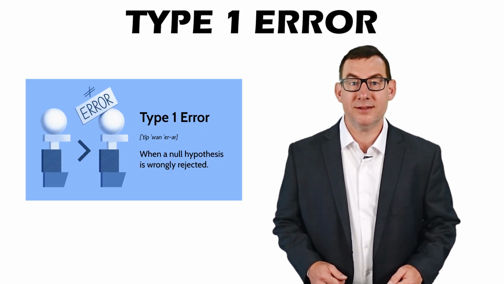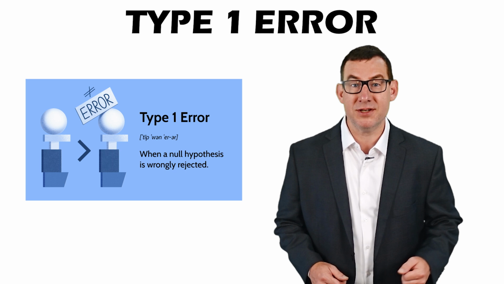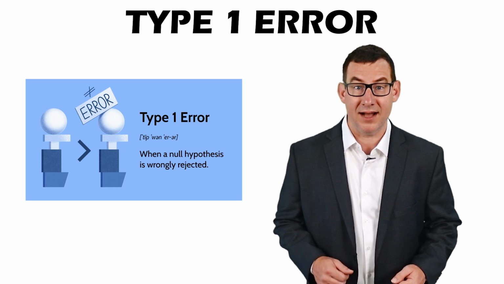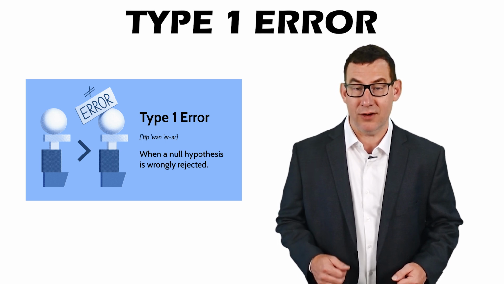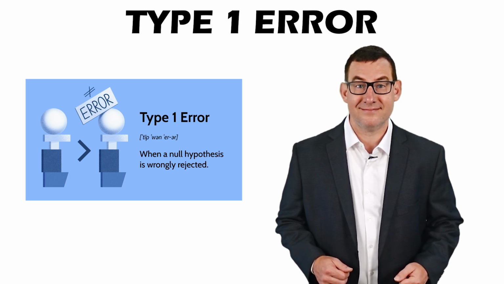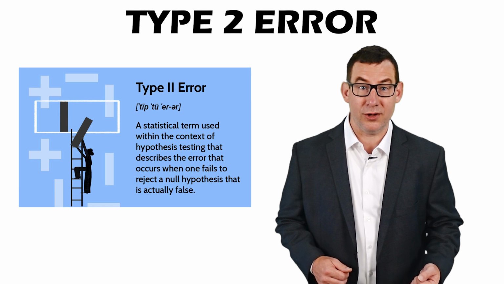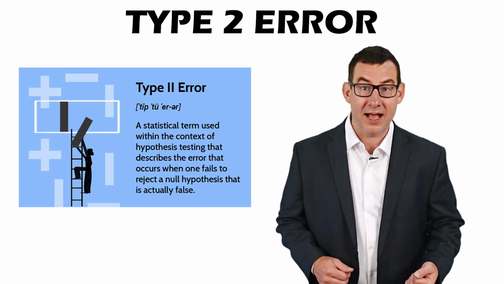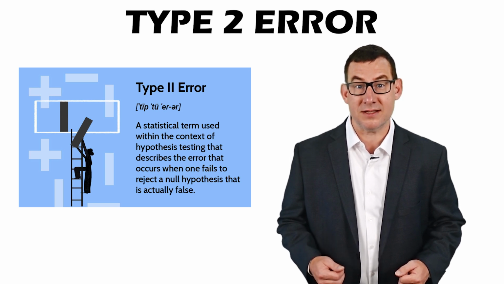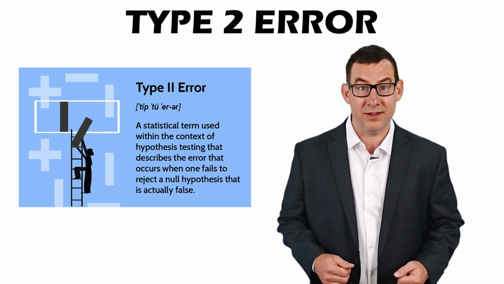A type 1 error. A type 1 error occurs when the null hypothesis is erroneously rejected. This means you accept your hypothesis as true when it is not. A type 1 error is a serious error. A type 2 error. A type 2 error occurs when the null hypothesis is accepted and it should have been rejected. This means you reject your hypothesis as false when it is true. A type 2 error is a less serious error than a type 1 error.